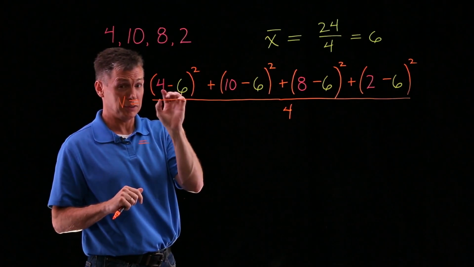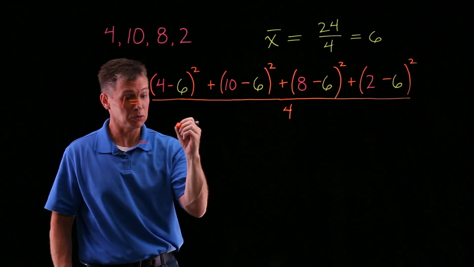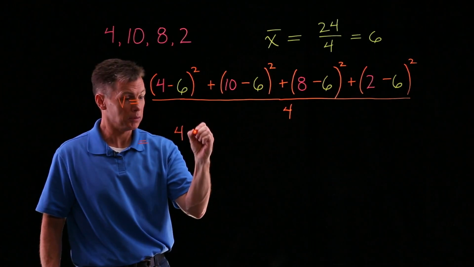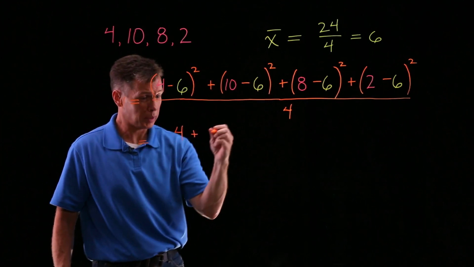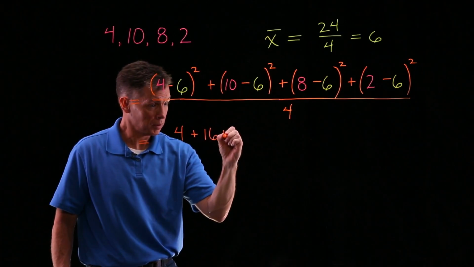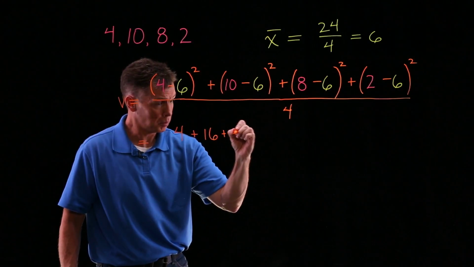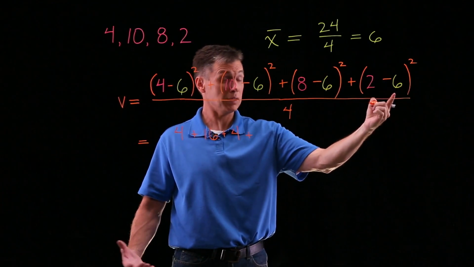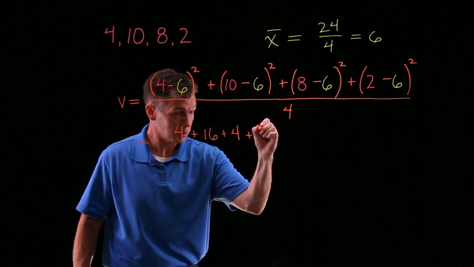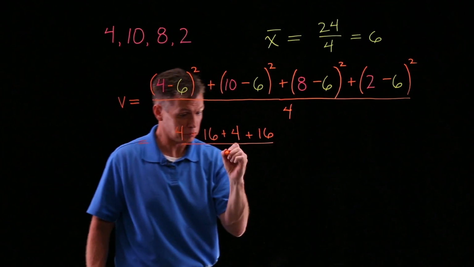4 minus 6 does go negative, a negative 2, but you're squaring it. So negative 2 squared is 4, plus 10 minus 6 is 4, but squared is 16, plus 8 take away 6 is a positive 2, but squared is 4. 2 take away 6, negative 4, but squared, it'll give me a positive 16, and then divided by 4.